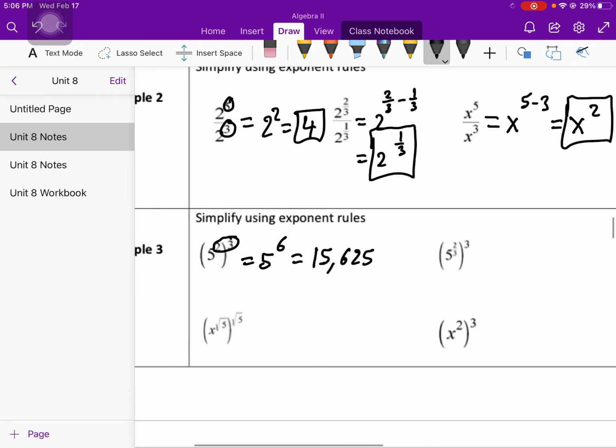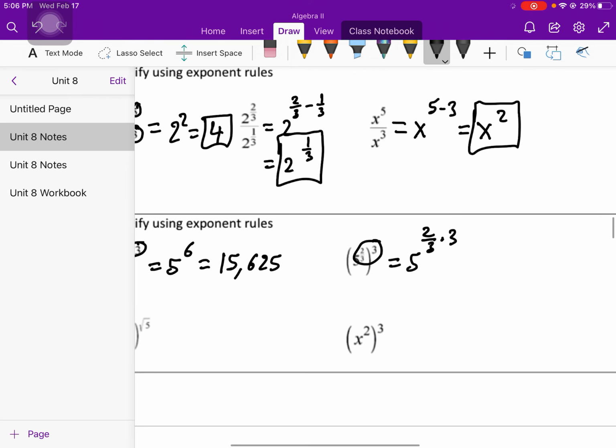Next one you've got to be careful, because notice we multiplied with the 2 and the 3. That's the same thing we have to do here. So it's going to be 5 to the 2/3 times 3. We're going to make this a fraction. We multiply across. So it's going to be 5 to the 6/3. And 6 divided by 3 is 2. And 5 squared is 25.